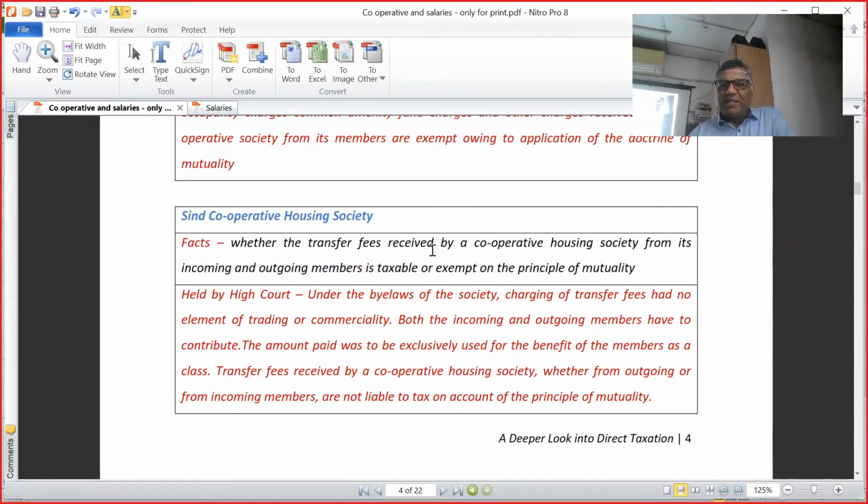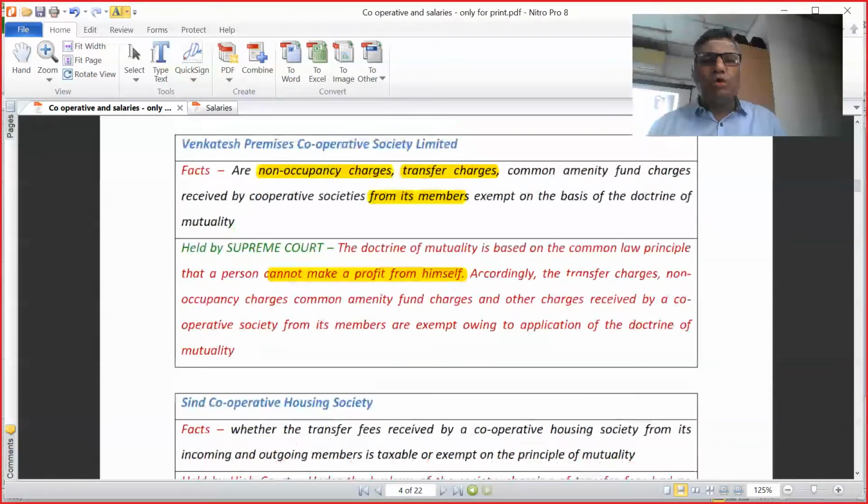Whether the transfer fees received by a cooperative housing society from its incoming and outgoing members is taxable or exempt. Under the bylaws, charging of transfer fees has no element of trading or commerciality. Both the incoming member and the outgoing member have to contribute. The amount is to be used exclusively for the benefit of the members. That is the criteria. Transfer fees received by a cooperative society are not liable to tax on the principle of mutuality, be it incoming member or outgoing member. This was questioned twice, for the cooperative bank and for the society.